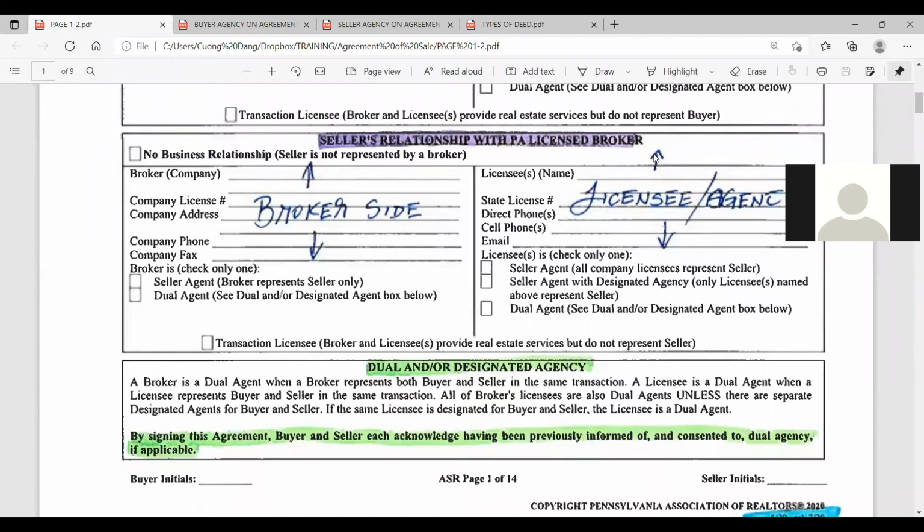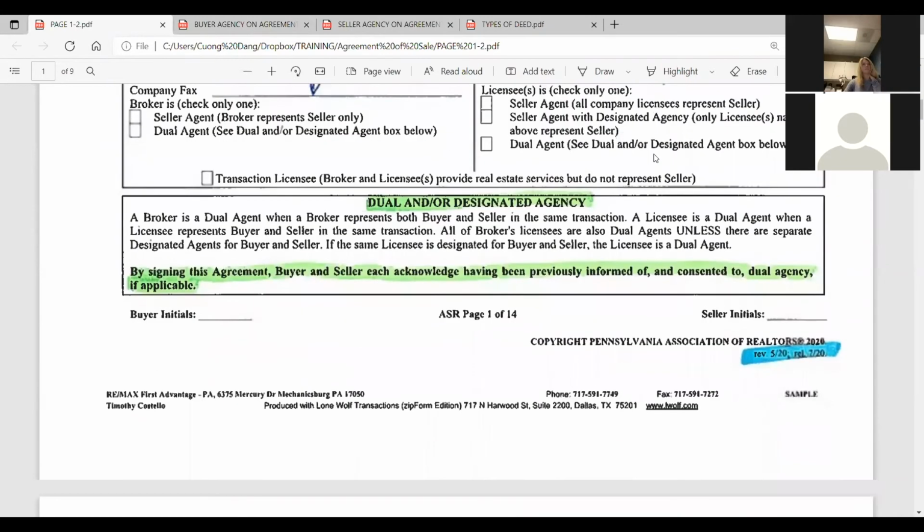Okay, page 2. Now, lastly, initial at the bottom, obviously. And then one other thing that I noted too in the blue there at the very bottom is the revision date and the release date. So you want to be using the most current contract, and this is the most current one, okay?